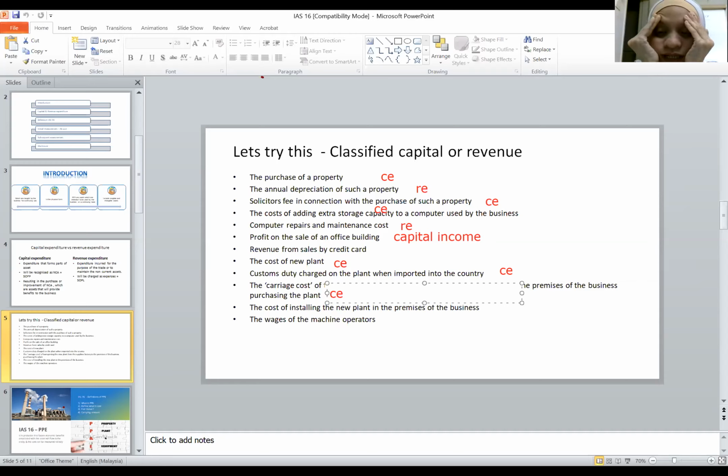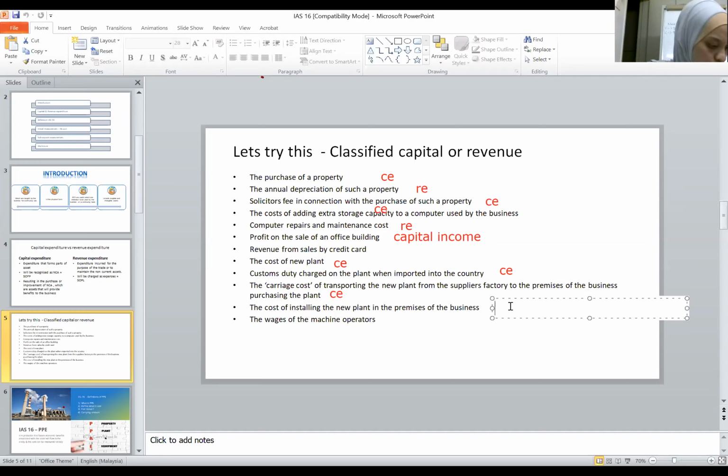Any cost incurred in order to make your asset ready, okay, dalam textbook you ada cerita benda tu, will be regarded as your capital expenditure. The cost of installing the new plant in the premises of the business, this is also your capital expenditure. Okay, installing the new plant.